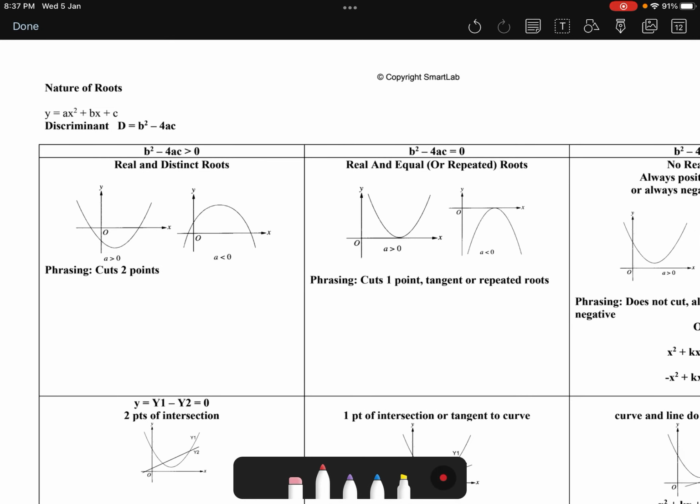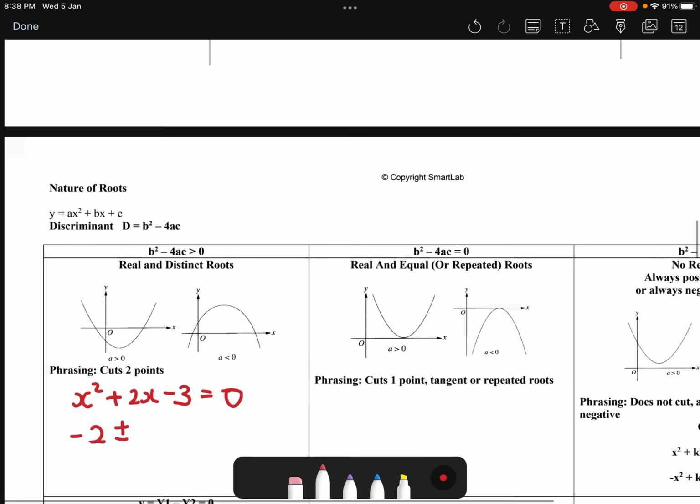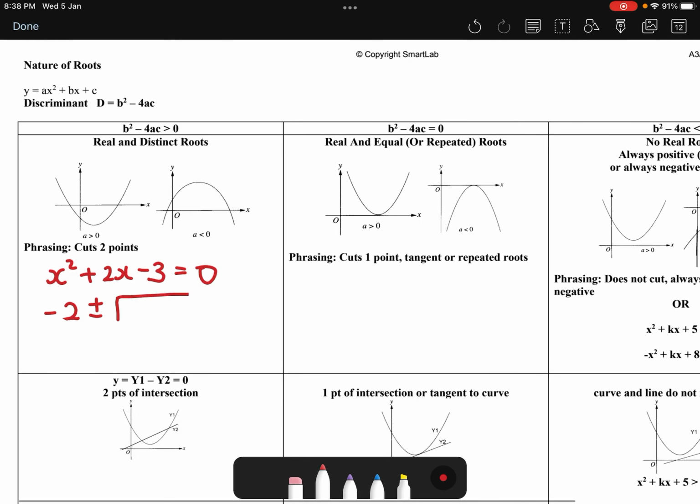So for case 1, our equation is x squared plus 2x minus 3 equal to 0. And if you still remember, our quadratic formula is negative b plus minus the square root of b squared minus 4ac, over 2a. So your b squared minus 4ac is 16. If you look at whatever is inside your square root, this is positive, more than 0. So in order to get two solutions, your b squared minus 4ac must be more than 0.